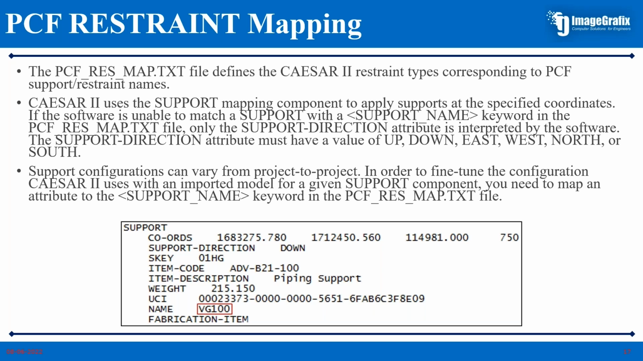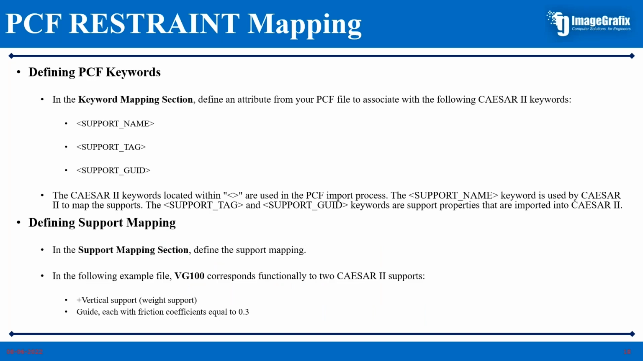So different kinds of support details I can provide within my CAESAR mapping. More detail I will explain in the next part. So PCF keywords, keyword mapping in PCF: support name, support tag, support guide, different guides. Support guide is nothing but the numerical binary code numbers which are available in the latest CAD editions, CADWorx windows. So those details I can give.